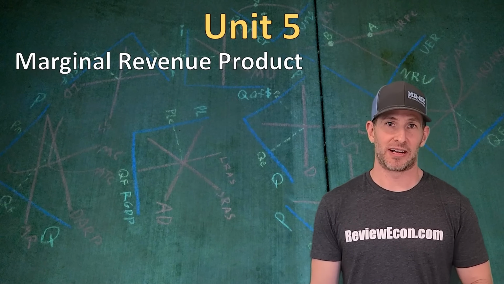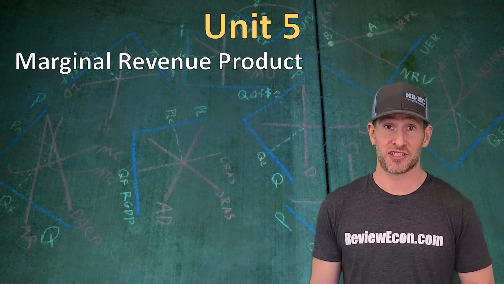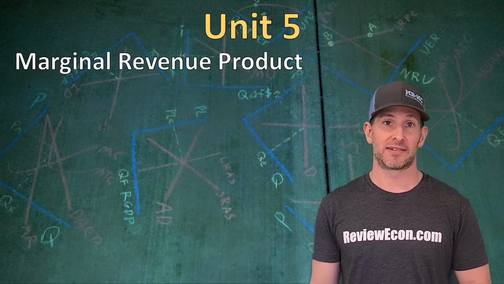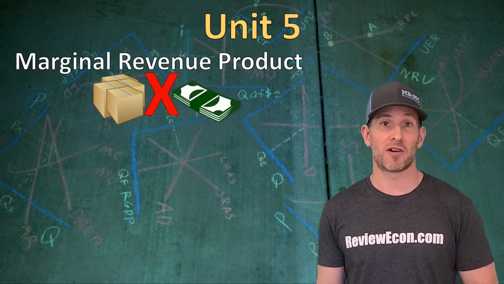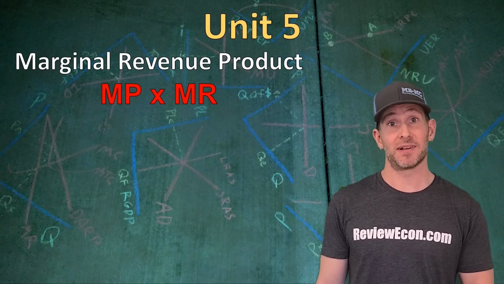Now we're on to factor markets, and you already learned a little bit about this math back in Unit 3 when you learned the production function. The first new math you need to know for this unit is the marginal revenue product. That's the marginal product of a worker or other resource times the marginal revenue for that product. For many firms, the marginal revenue is the price.